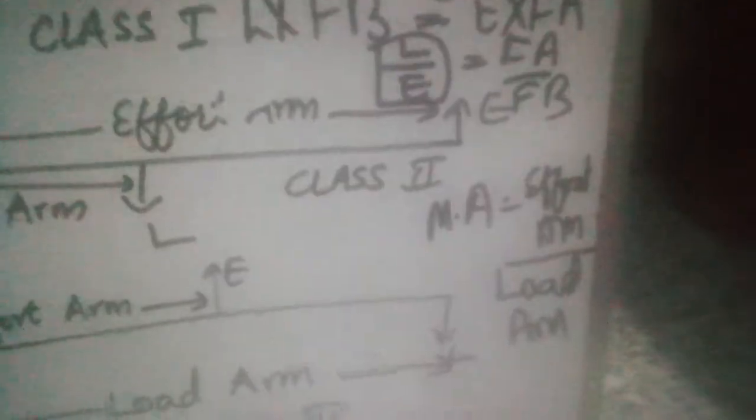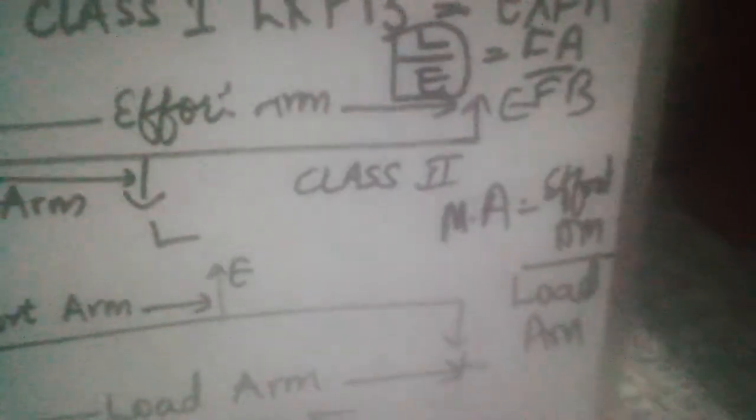Okay, now we have the formula what? MA equals effort arm by load arm. One formula is MA equals load by effort, and another formula which we get is MA equals effort arm by load arm, children.